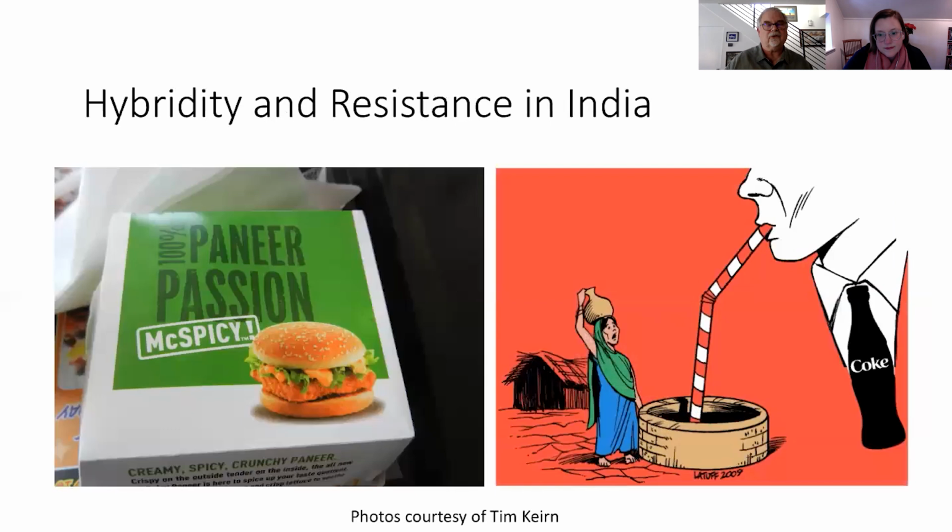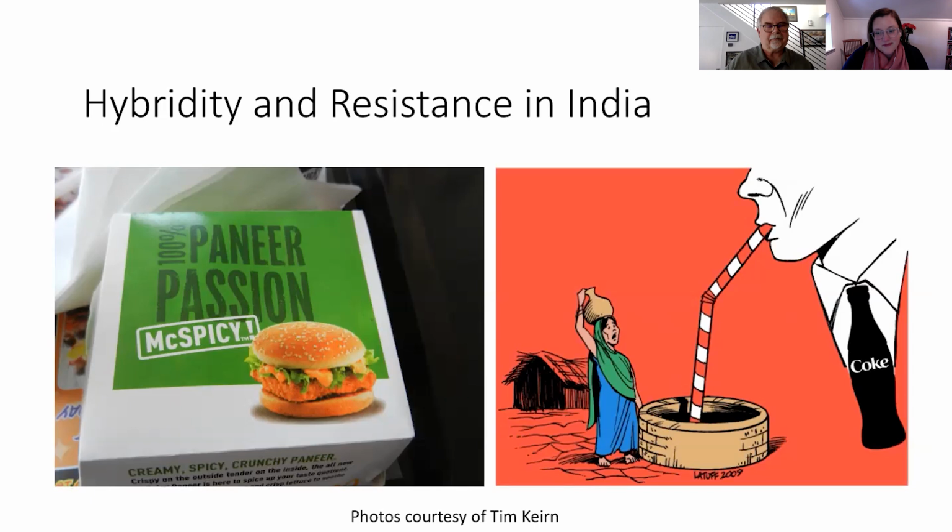And these are just some examples of hybridity, in India, where McDonald's goods are sold through an Indian lens, in terms of, you know, that's a paneer, it's a cheese sandwich, and then a kind of rejection of Coca-Cola.